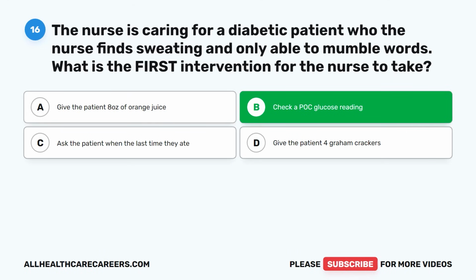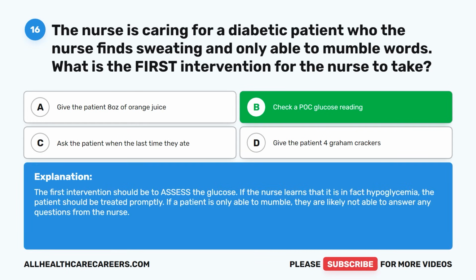The correct answer is B. Check a POC glucose reading. The first intervention should be to assess the glucose. If the nurse learns that it is in fact hypoglycemia, the patient should be treated promptly. If a patient is only able to mumble, they are likely not able to answer any questions from the nurse.